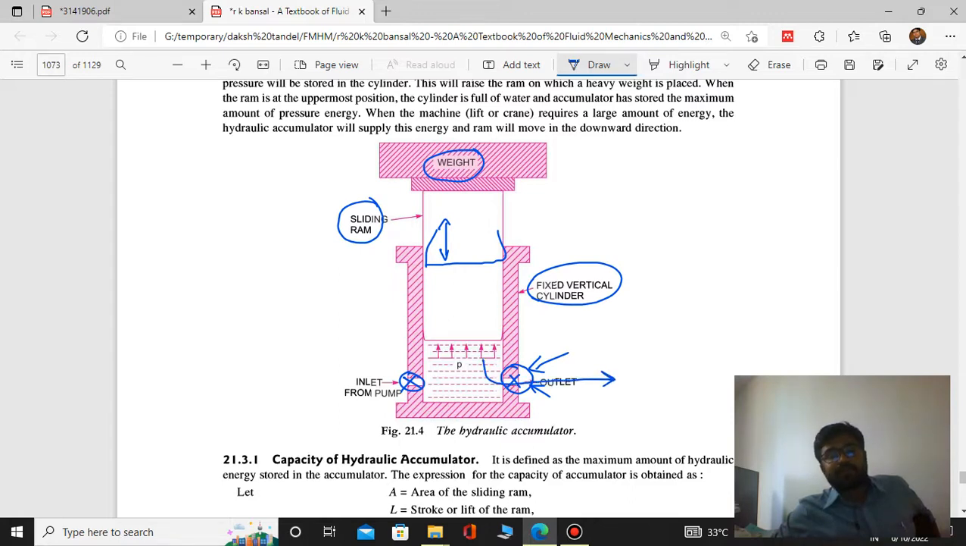Oil will come out and you can use that oil for any application.